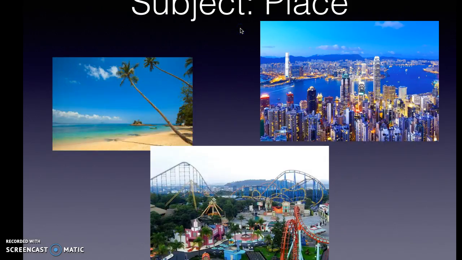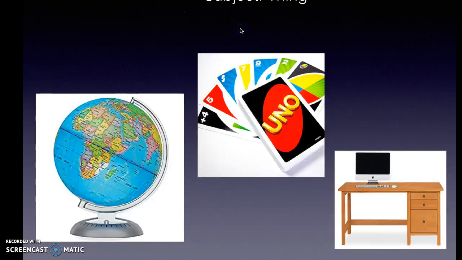A subject can be a place, like the beach, an amusement park, or Hong Kong. A subject can be a thing, like cards, or a map, or a computer.